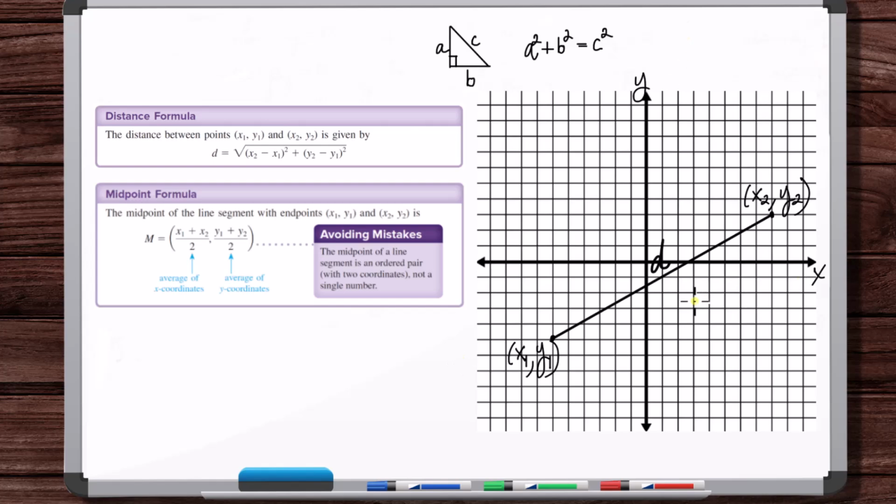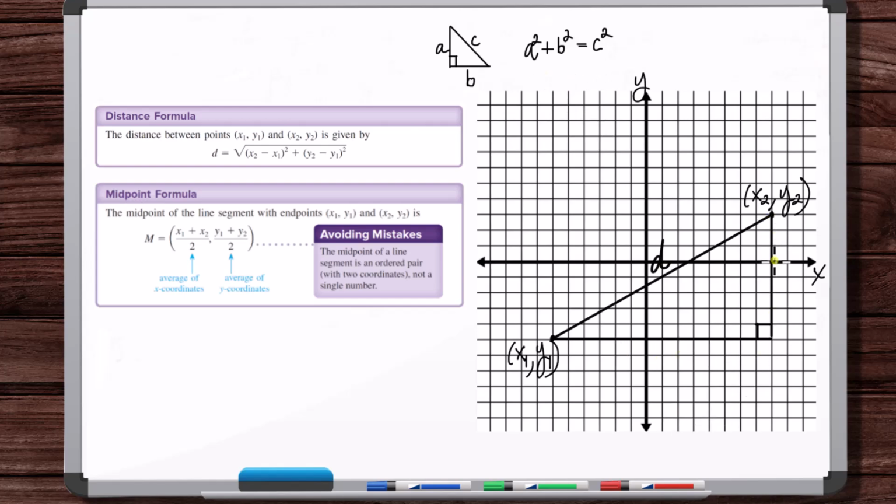With that, we can make this line here with length D the hypotenuse of a right triangle with legs as shown here. And we know that this is a right triangle because we're dealing with a Cartesian coordinate system. All these minor axes are perpendicular. So now all we need to do is figure out what the lengths of each of these legs are, and then apply the Pythagorean theorem.